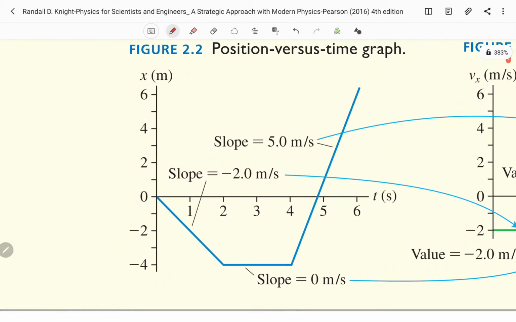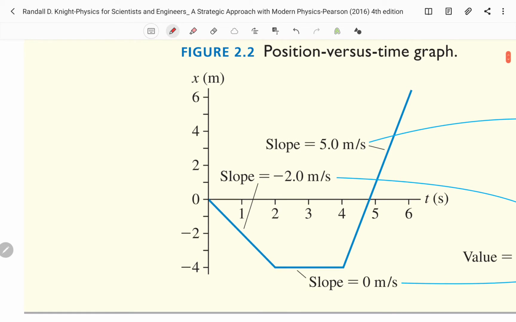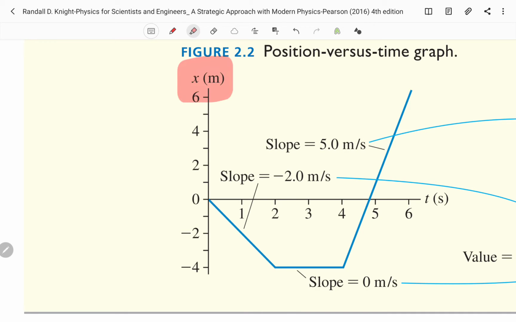So this is figure 2.2. Now let's study this graph. What do we have? We have a velocity graph, and we have a position and time graph. We have position versus time.